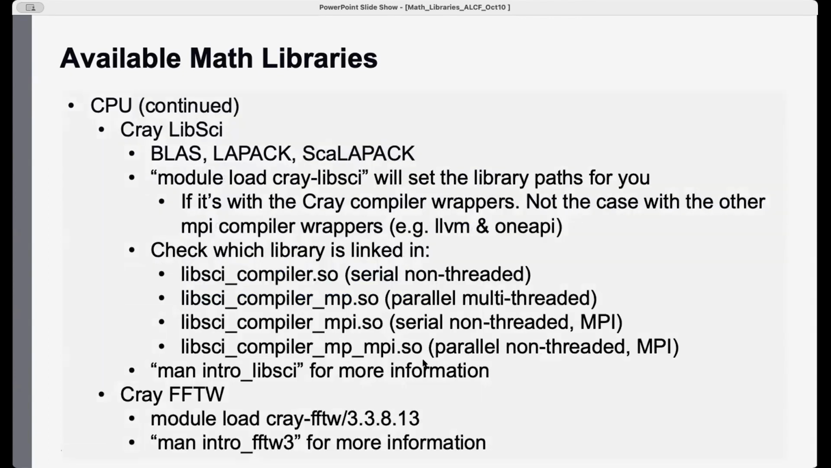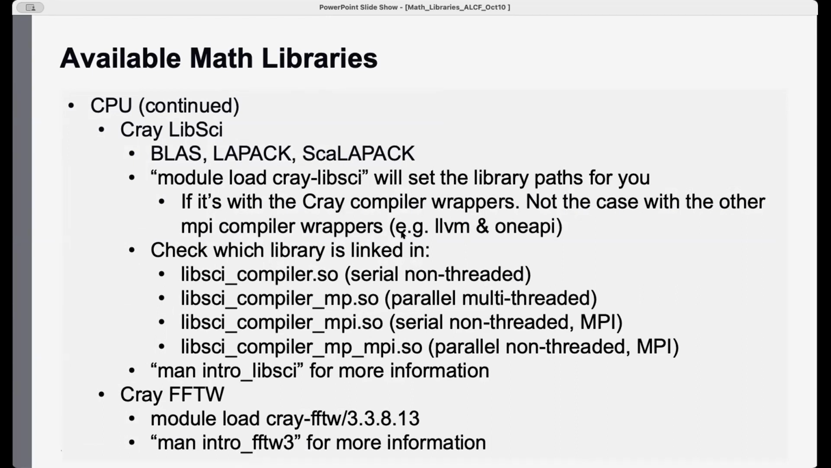Some more CPU libraries. So there's cray-libsci. I mentioned this before, and this is actually what I tend to use on Polaris with the code that I work with. It has BLAS, LAPACK, ScaLAPACK. You can get it with module load cray-libsci. This will also actually set the library paths for you, so you don't have to explicitly give -L path. But that's only if you're using the Cray compiler wrappers, not the case if you're using MPI compiler wrappers, like with LLVM or one of the MPI modules.